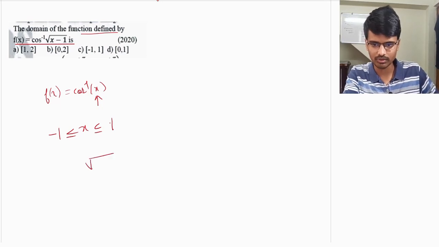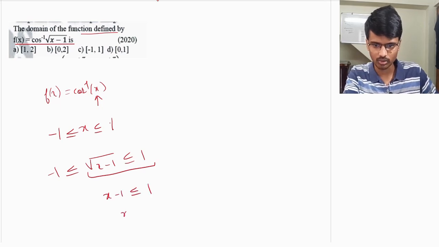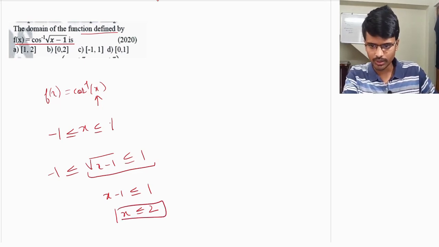Same thing we have to do. Root of x minus 1 less than or equal to 1. Let's concentrate only on this. When I do that, I get x minus 1 less than or equal to 1, so x less than or equal to 2. So upper bound we have got. What about the lower bound? Root of x minus 1 is greater than or equal to minus 1.